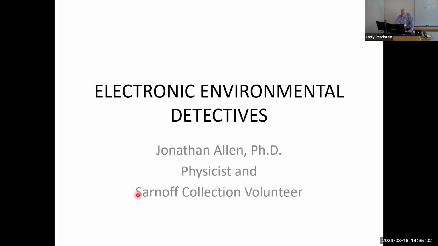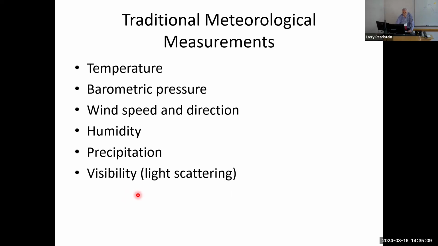So the traditional measurements that we have to make are temperature, barometric pressure, the wind vector, which means speed and direction, humidity, precipitation, and visibility, which is the reverse of light scattering. Light scattering is what limits visibility.